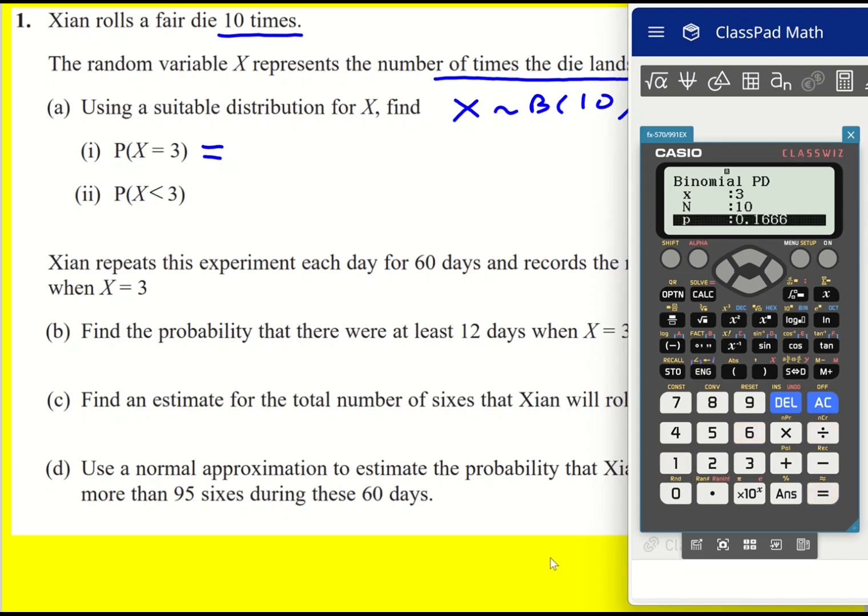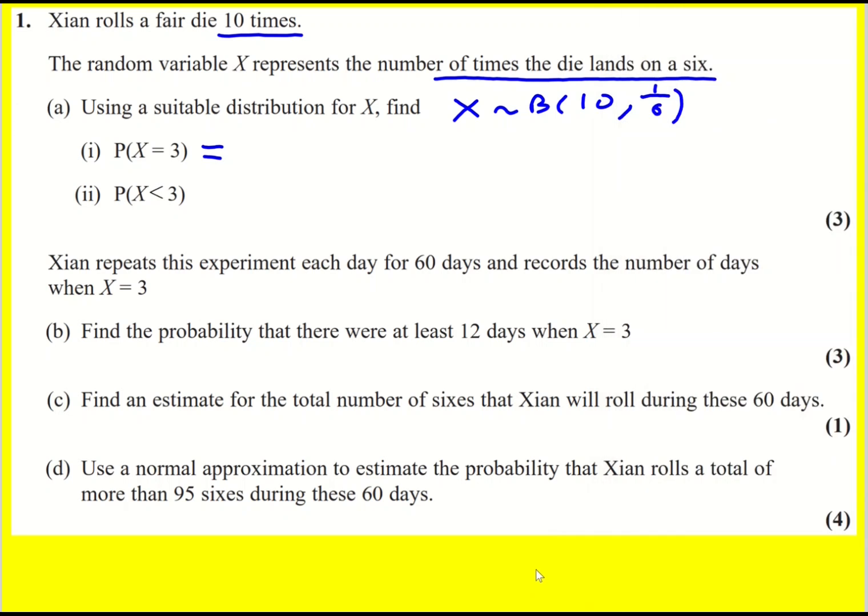and we get 0.155. Maybe write down a few more figures. It's actually a 0.4, and then I'll round it.